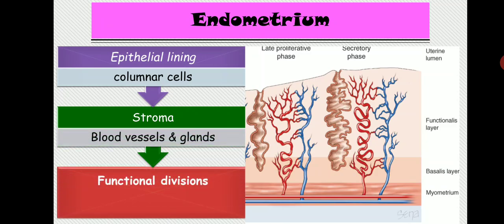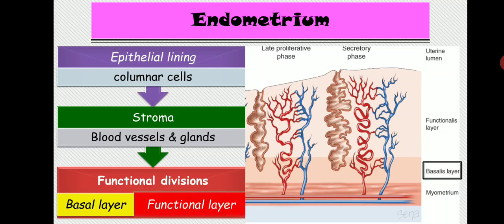As far as the functional division is concerned, it is basically divided into two. One is the basal layer, present very near to the myometrium. Another is the functional layer, present above the basal layer. Mostly during the shedding of the endometrium, during menstruation, the functional layer is lost. The basal layer remains intact. Alright, we are going to discuss this in great detail once we approach that topic.